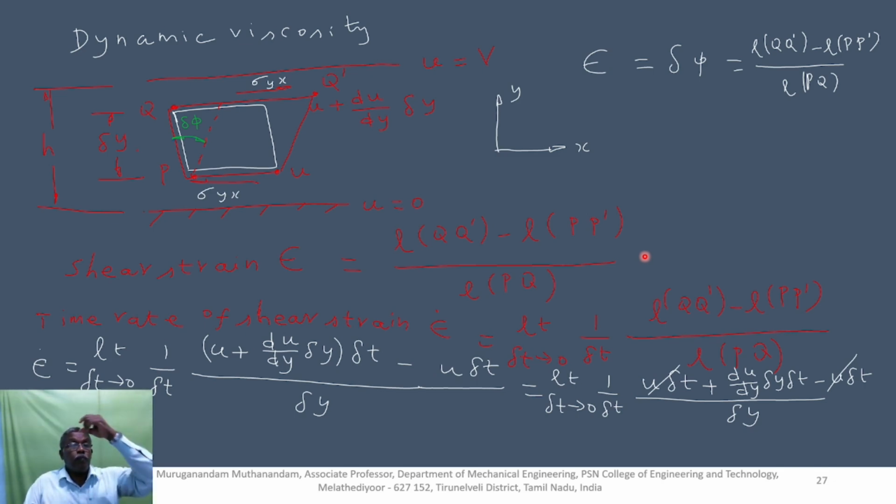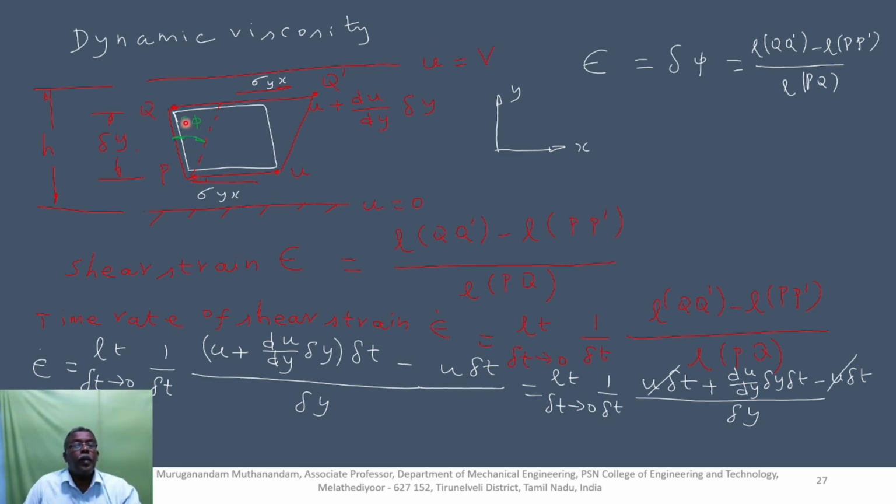Dynamic viscosity. The definition of dynamic viscosity. Let us take the bottom plate as stationary and the top plate moving with a velocity v. In between the two plates, there is a fluid having a thickness h. We consider two particles on a vertical line, P and Q. The particle P is moving with a velocity small u. The particle Q is moving with an increased velocity u plus partial du upon dy into delta y, because of the movement of the upper plate.